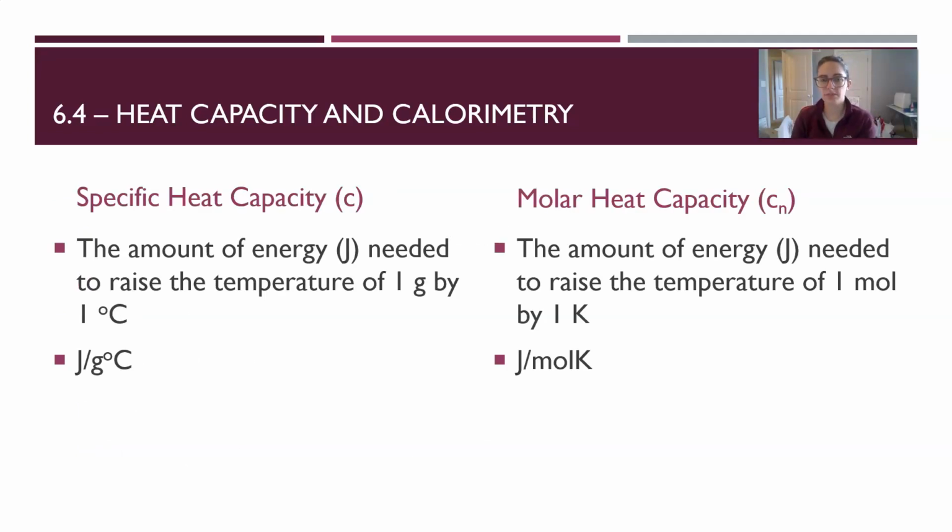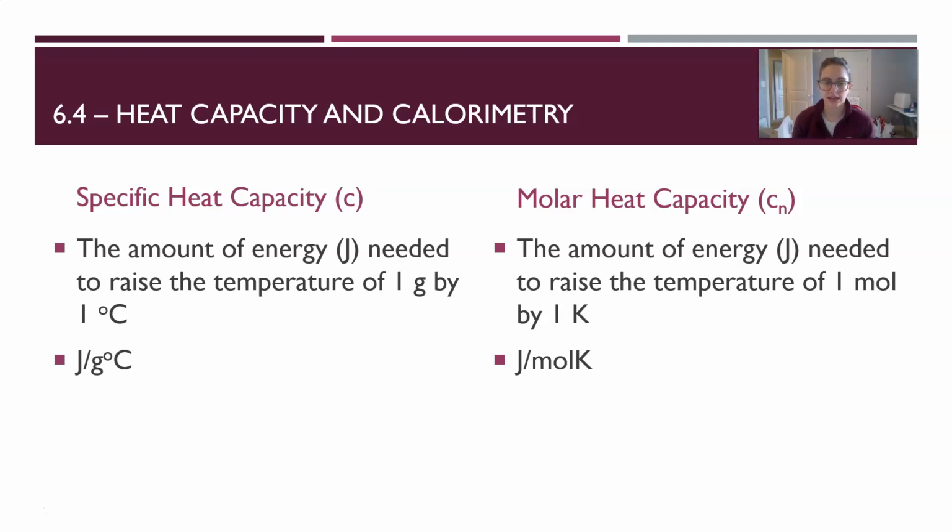So there's really two types of C's that we can use. The first is the specific heat capacity, which is the amount of energy in joules needed to raise the temperature of 1 gram of a substance by 1 degree Celsius. This means that the units are joules per gram times degrees Celsius. The specific heat capacity and the molar heat capacities are different for all different substances.